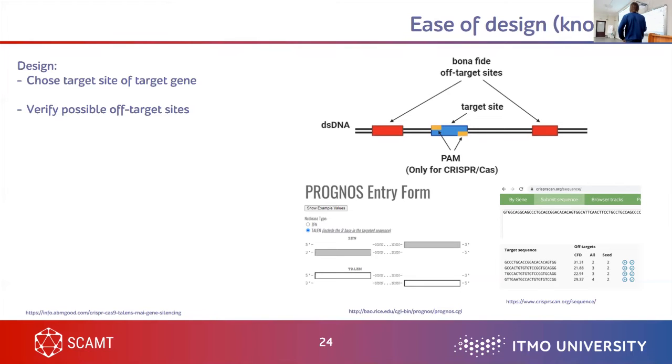Here is the CRISPR scan. And here we can just add a target gene, and this software will automatically give us information about the guide RNA.